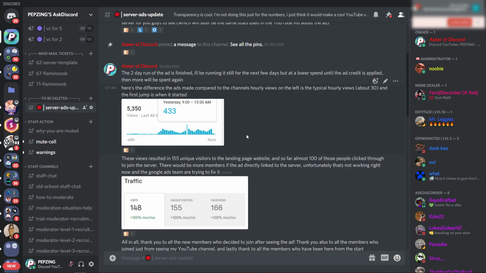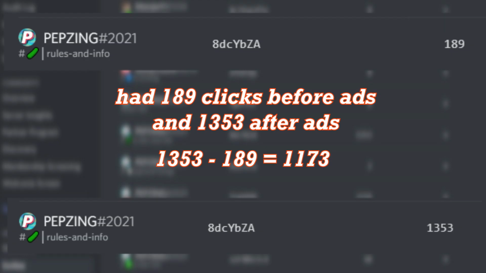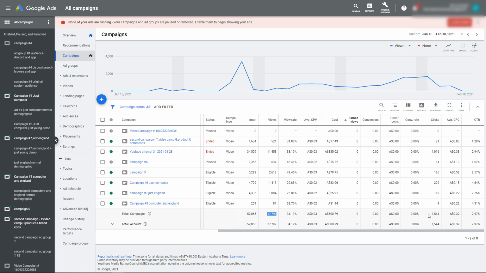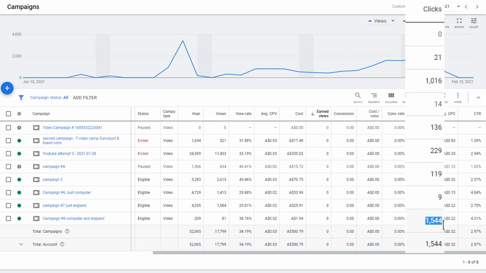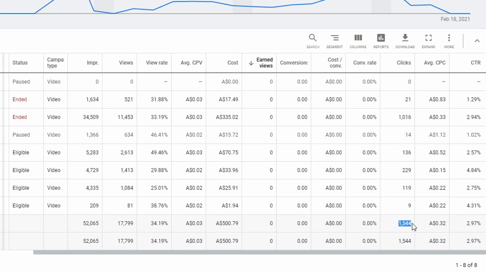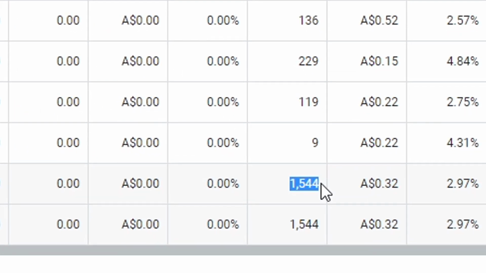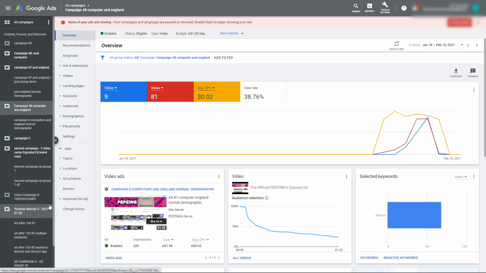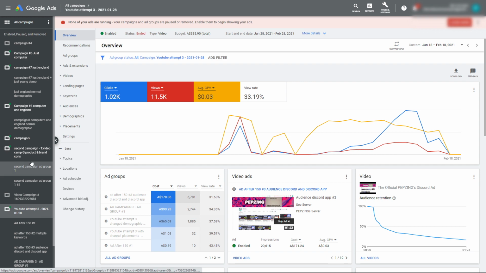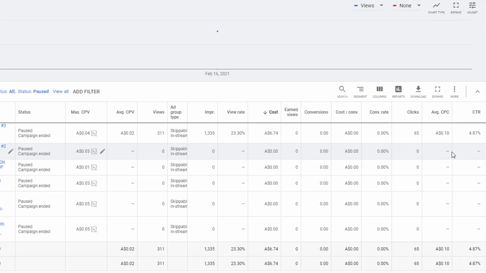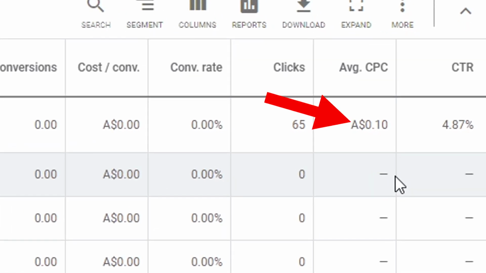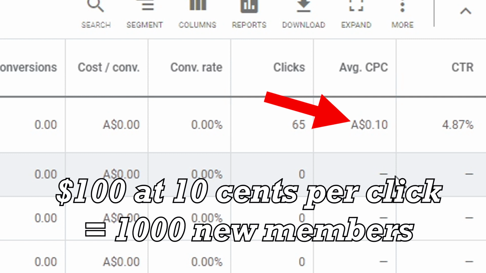So after the experiment finished, I ended up with an extra 1,173 new members in my Discord server and a total of 1,544 clicks on the actual YouTube ad itself. Although we only gained 1,000 or so new members from the 500 Australian dollars I spent, the constant testing of new ads in each campaign actually got the price so cheap on the final ad that we could gain 1,000 new members for every $100 rather than every $500, a difference of 80%.